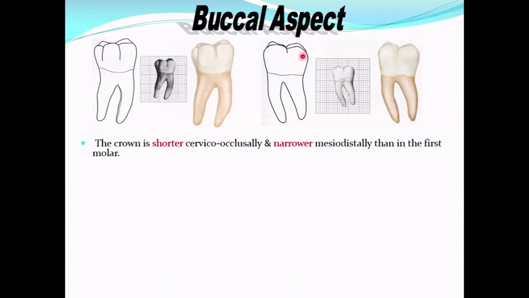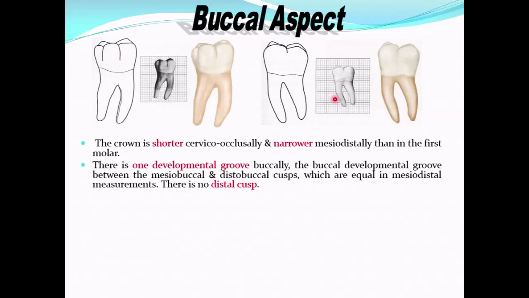Let's start with the differences. First of all, the crown here in the second molar is shorter cervico-occlusally and narrower mediodistally than that of the mandibular first molar. Look to the size, compare. This one is larger than this one, occlusocervically and mediodistally.